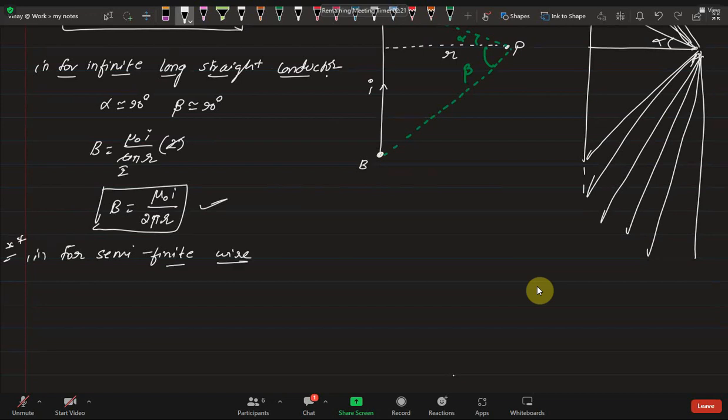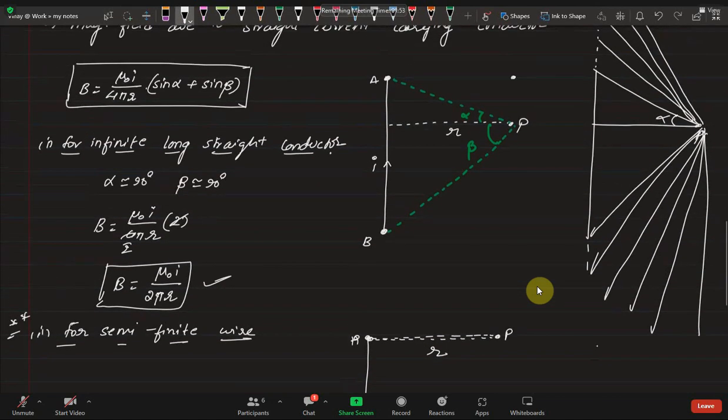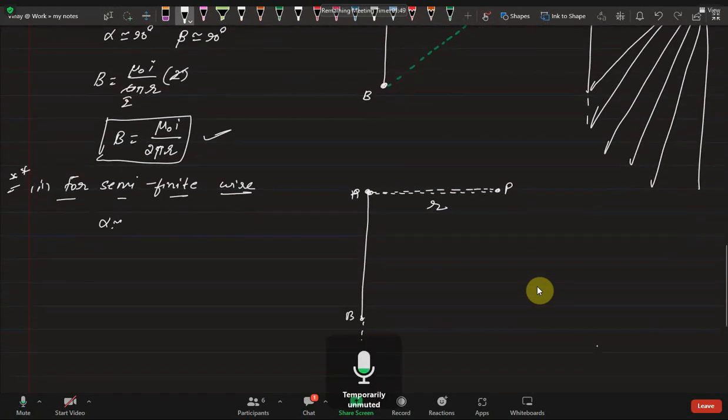semi-infinite wire means the point P has to be at one end. Please remember, for a semi-infinite wire point P has to be at one end, and the other end will be at infinity. My point P is at one end. This distance is nothing but r. Now, can you tell me what is the alpha value? 0 degree. Point P is taken at one end, so alpha is 0. Then beta value is 90 degrees because this side keeps on increasing.